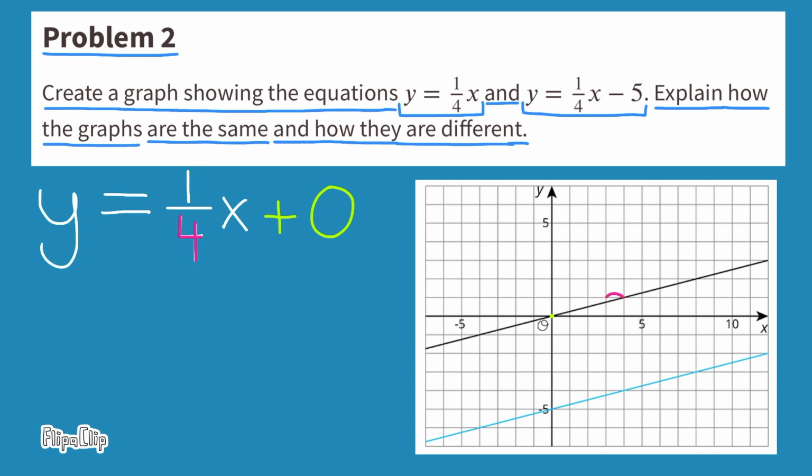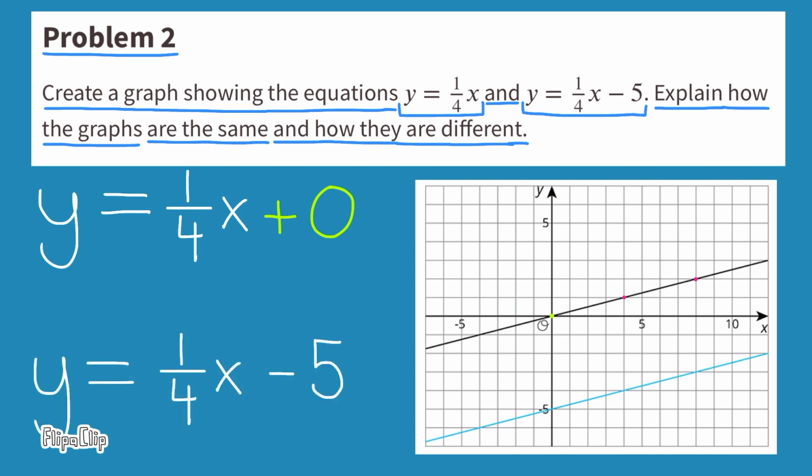And I can mark that spot with a point. And from that point, I can move 1 unit up and 4 units to the right and put another point. You see it lands on the line each time. So this line represents 1/4 x plus 0.